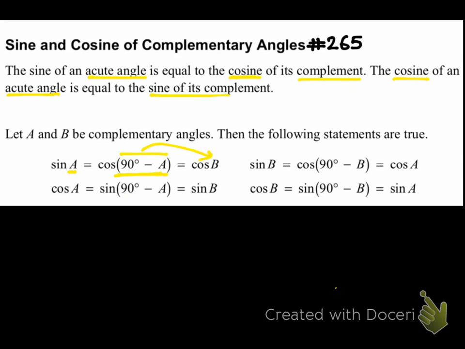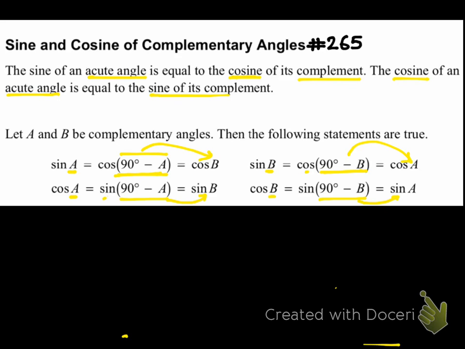Same way, if you're having sine B, it will be in terms of cosine, it will be cosine of 90 minus B. Whatever the expression 90 minus B will be, that thing. Same thing for cosine of A, that will be sine of 90 minus A, and you solve it, it will be here. Same thing for cosine of B, it will be sine of 90 minus B.